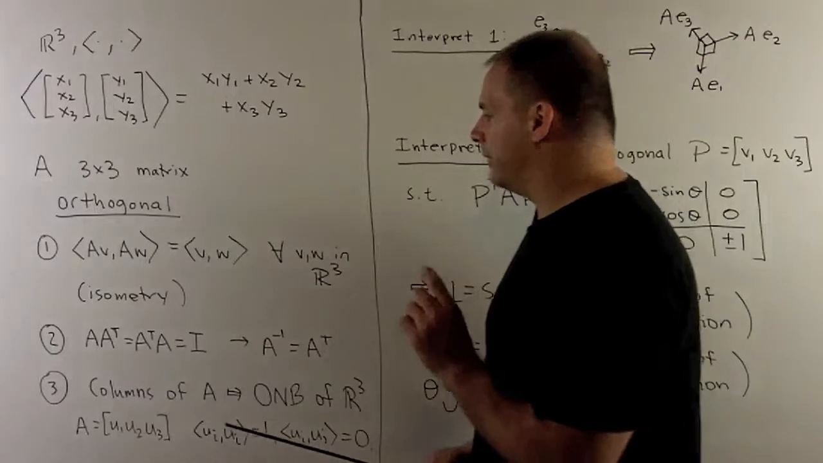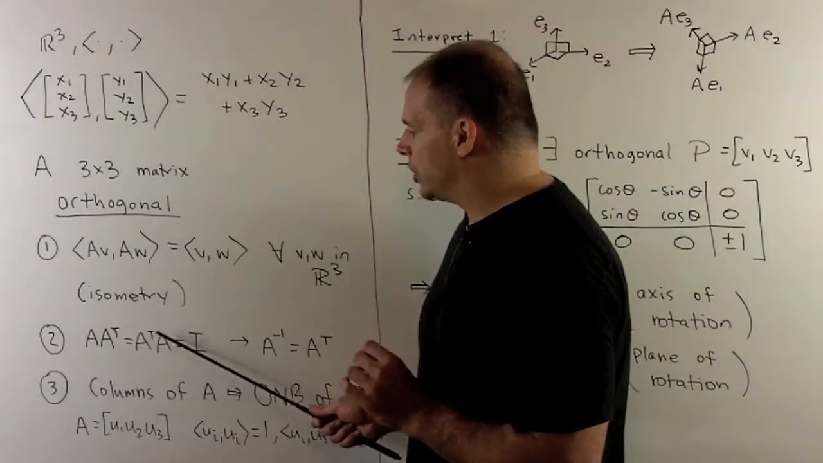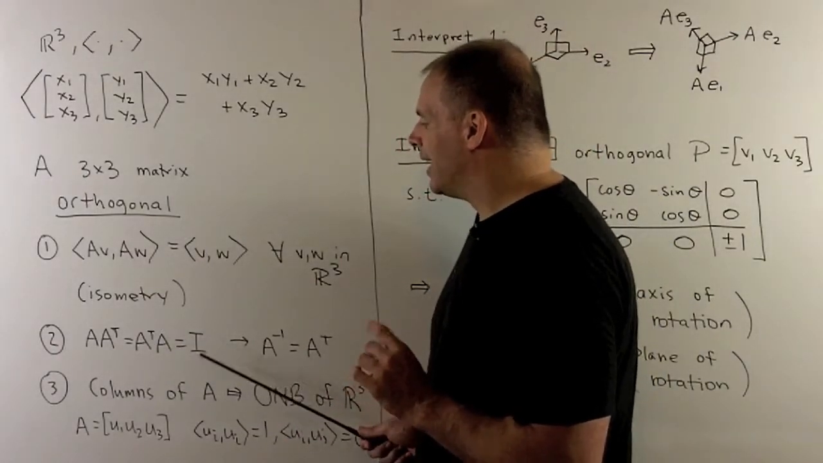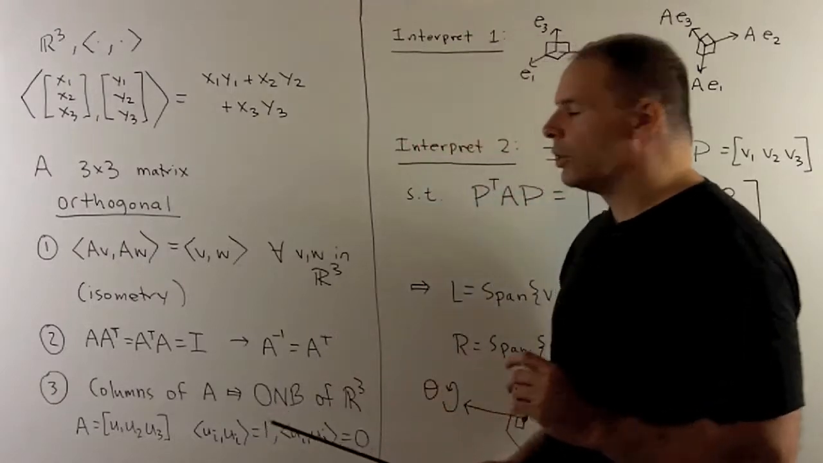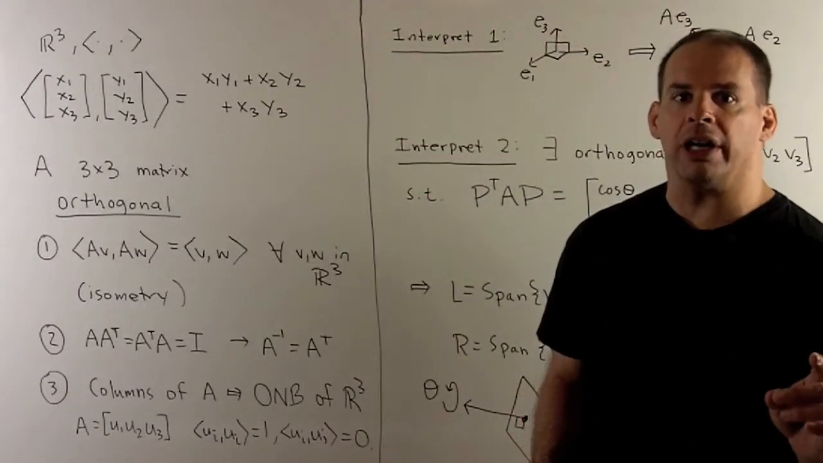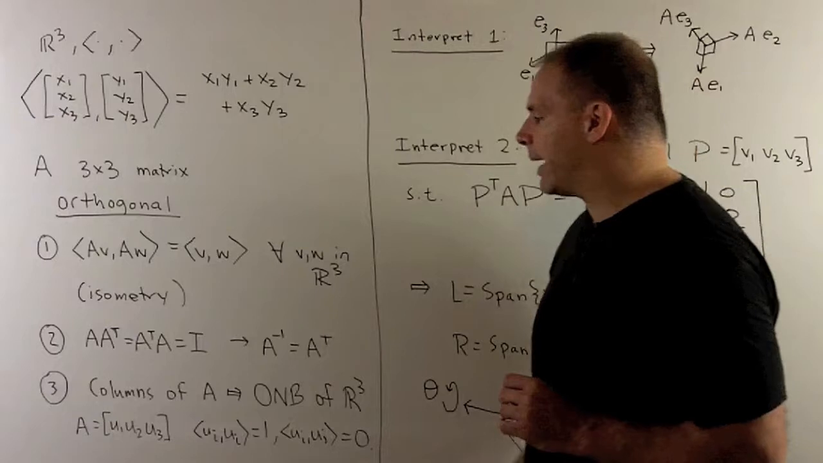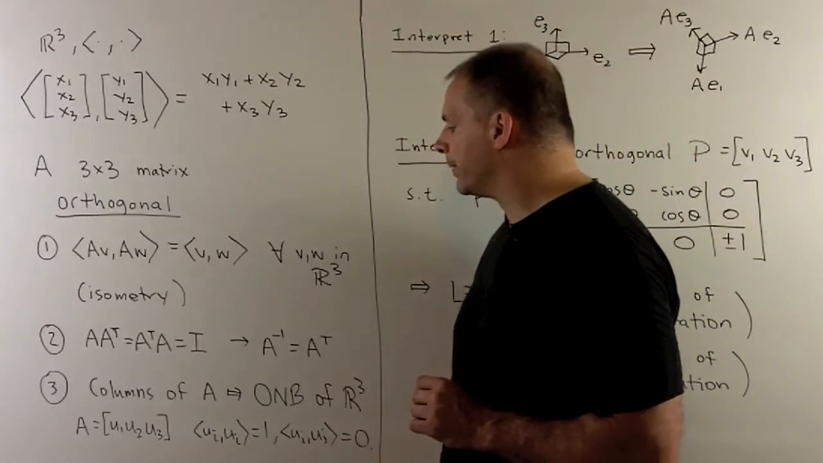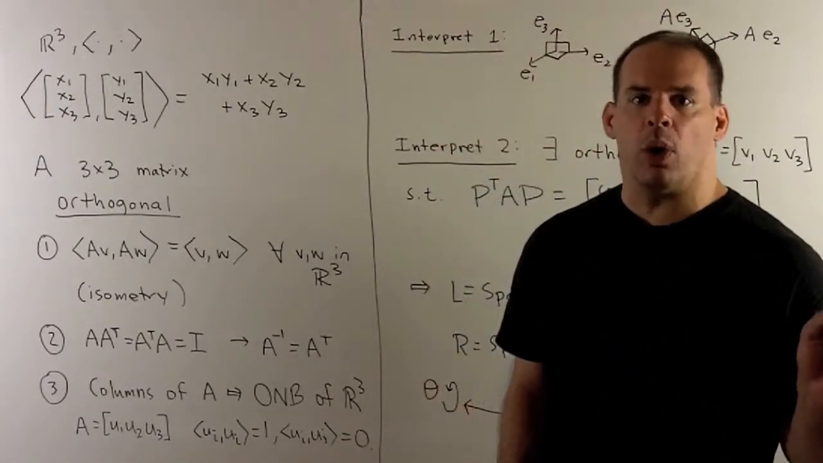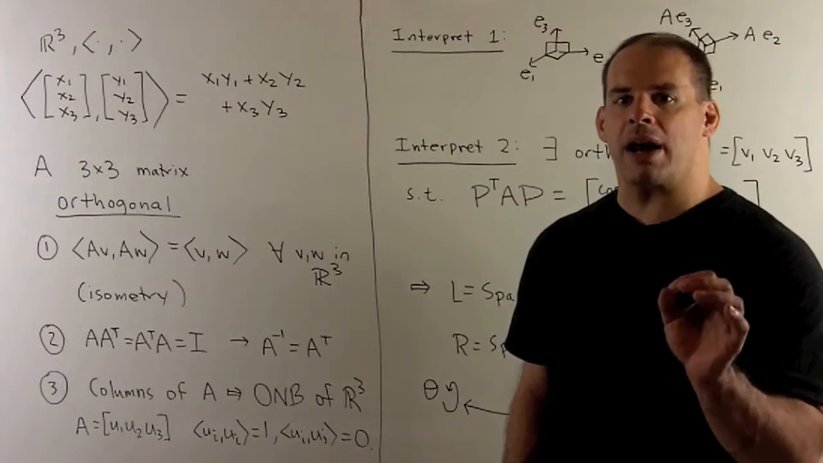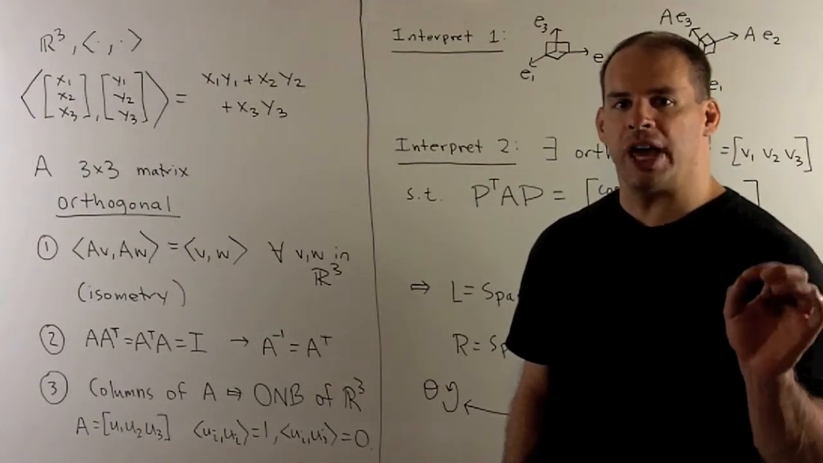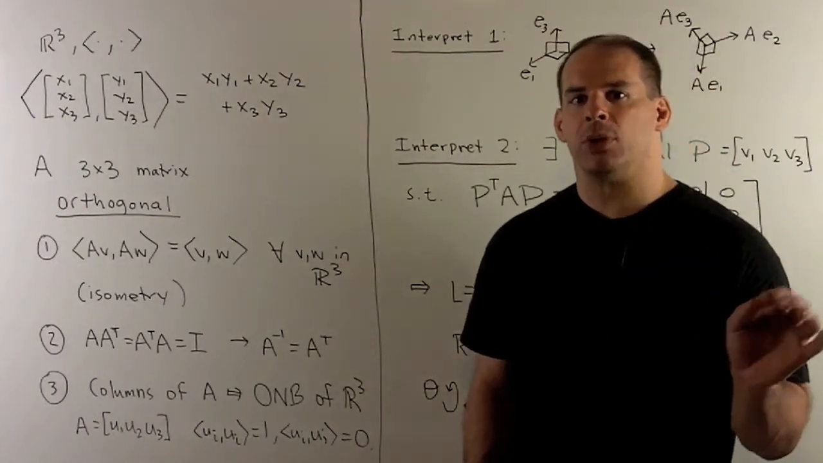Finally, if we translate A transpose A equal to the identity matrix, that just says the columns of A form an orthonormal basis of R3. So if the columns are given by U1, U2, and U3, then the length squared of each column is equal to 1. And if I take the inner product of Ui with Uj, where i is not equal to j, we get 0.